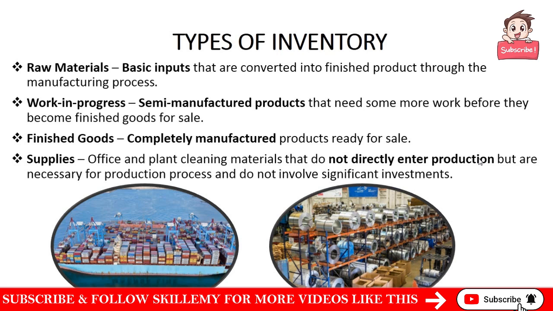Then the third one is finished goods. Finished goods means a completely manufactured product. It is ready for sales. It means the t-shirt is the finished good for the garment factory. The fourth one is supplies. Supplies are not directly connected with the production, but are necessary for the production, such as tables, chairs and the manufacturing helping tools. These are called supplies.